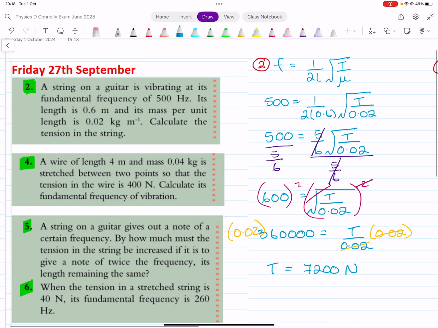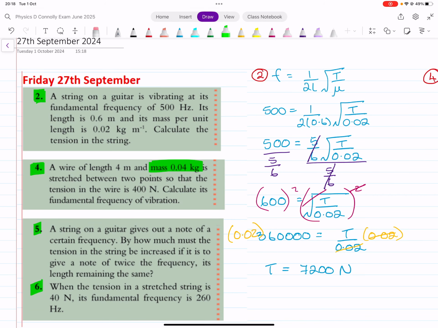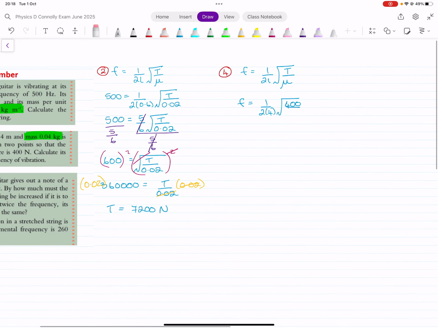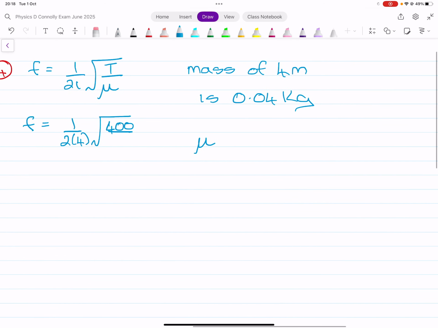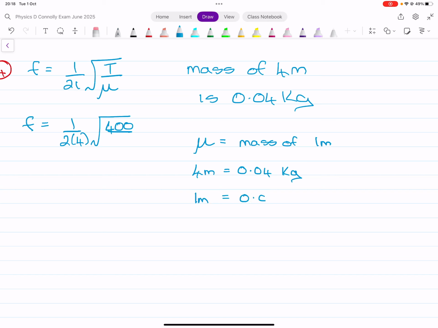Now, mu. In this one, it says the mass is 0.04. It doesn't say the mass of 1 meter, like up here where it was kilograms per meter. So what they're telling us is that the mass of 4 meters is 0.04 kilograms. And we want mu, and mu is the mass of 1 meter. So if 4 meters is 0.04 kilograms, then 1 meter is going to be 0.01 kilograms. And that's what will go in here, 0.01.